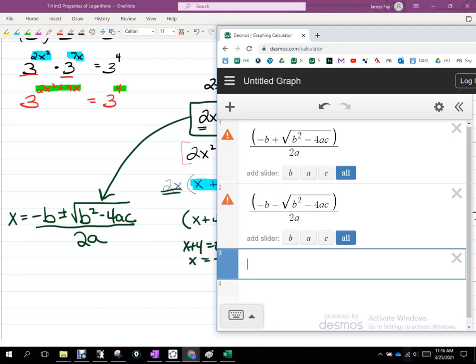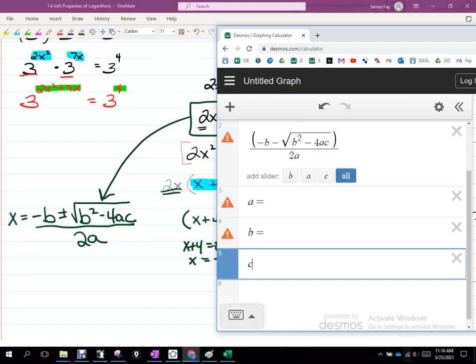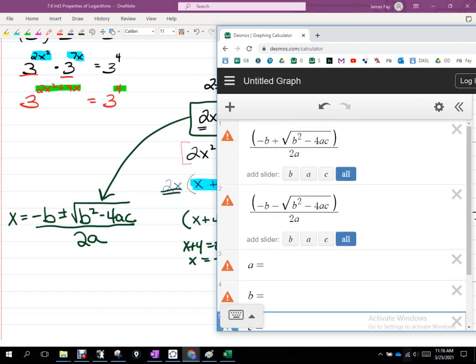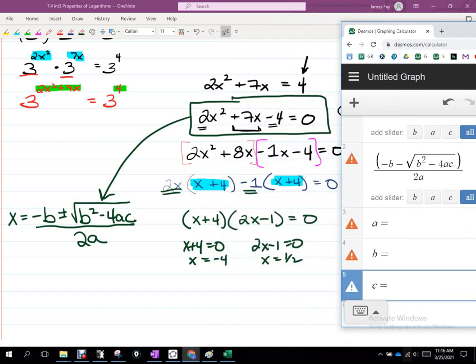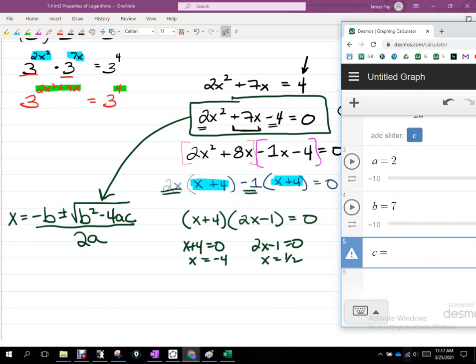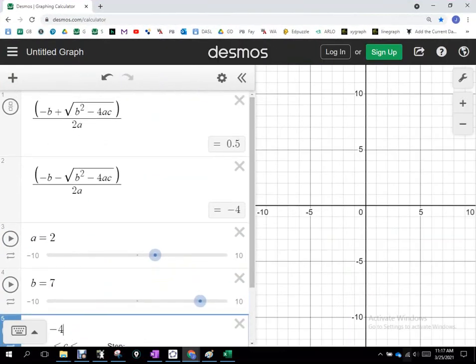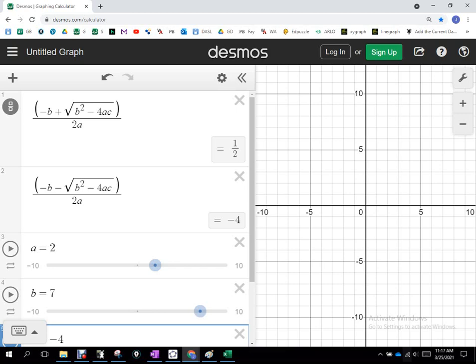Okay. And now I have to define what I want A to be. I have to define what I want B to be. And I have to define what C is going to be. Okay. Now, does anybody remember from this what A, B, and C are? A is 2. B is 7. C is negative 4. And if I can remember that, does it spit back my 2 answers of 1/2 and negative 4? Is that a little bit easier?